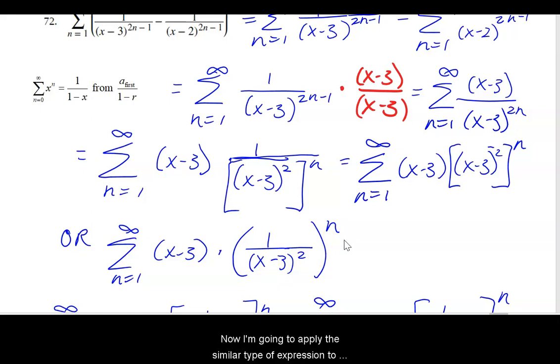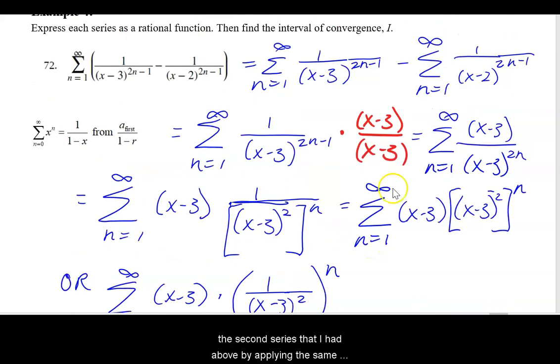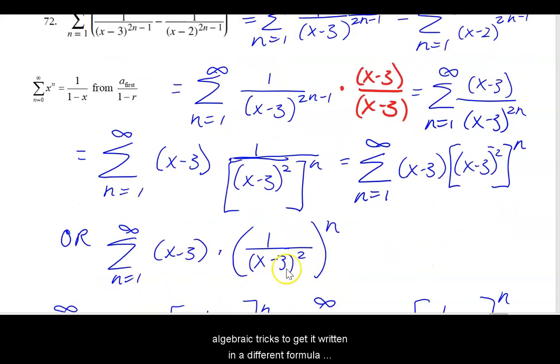Now I'm going to apply a similar type of expression to the second series that I had above by applying the same algebraic tricks to get it written in a different form, so that I have some variable inside of a binomial multiplied by the base raised to the nth power. You may want to pause the video here, work out the second one yourself, then turn the video back on to see if your answer matches mine.